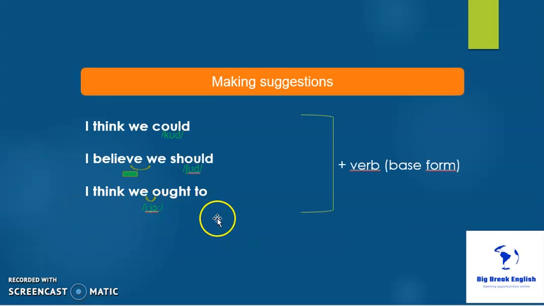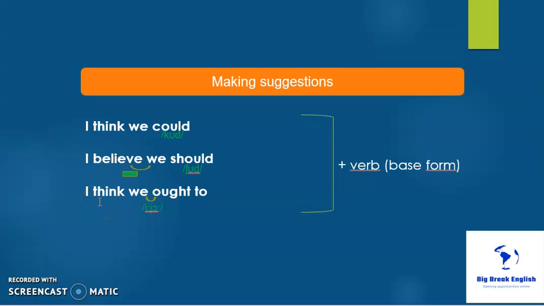Okay, a few more useful phrases. I think we could, so again, don't pronounce the L. I believe we should, okay, so should, also don't pronounce the L. And we've got the link between the consonant sound V and W. So it's, I believe we should, and the stress is on the second syllable of the word believe. I believe we should.